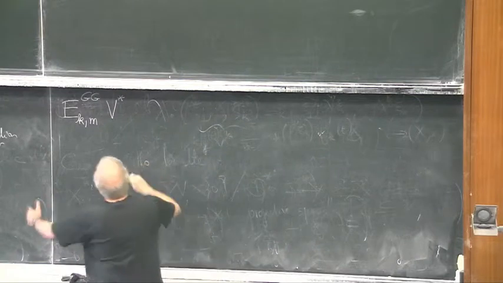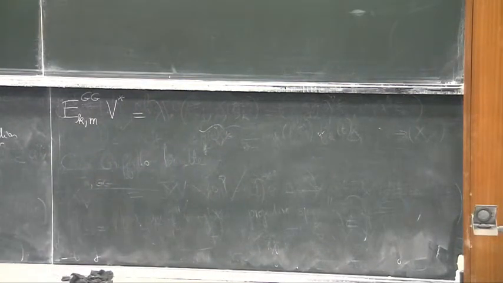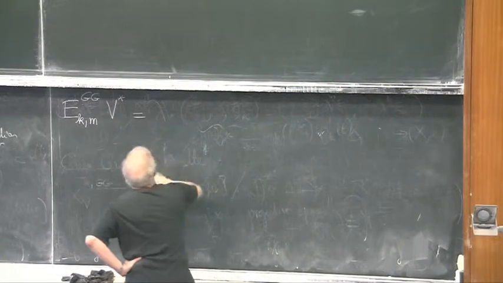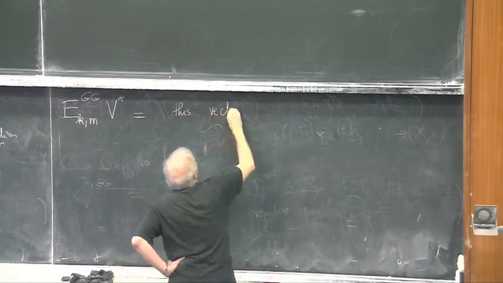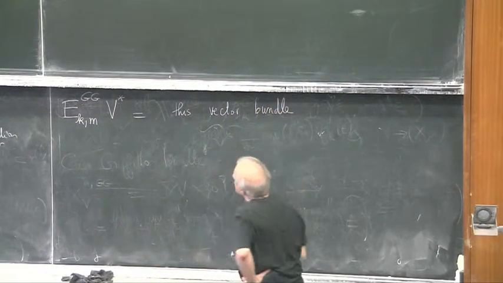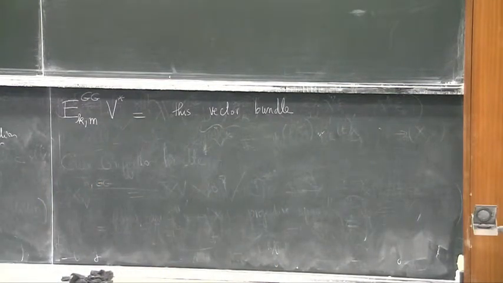Okay, this is this bundle. Well, a sheaf, but it's a locally free sheaf. It's just determined by these finitely many coefficients here. So it's just a vector bundle, so it's this vector bundle.